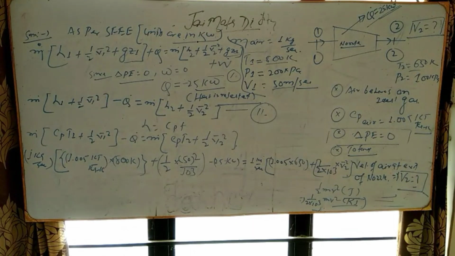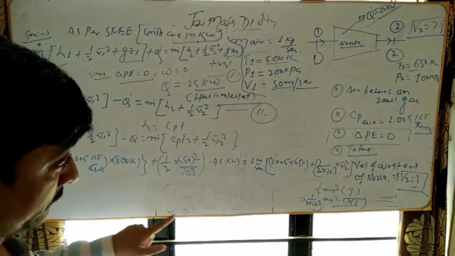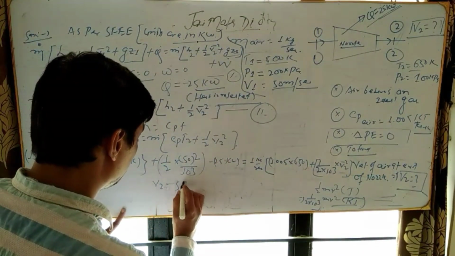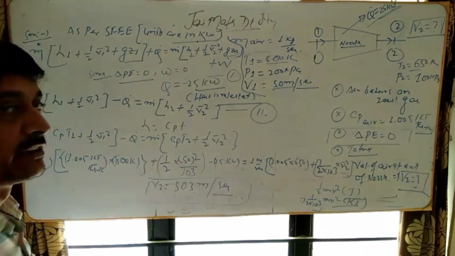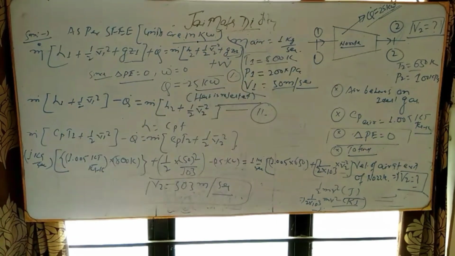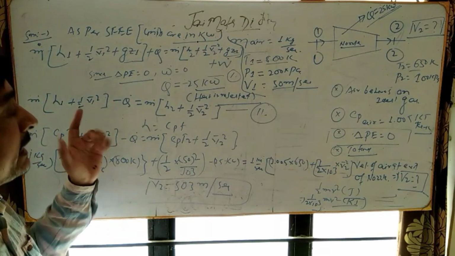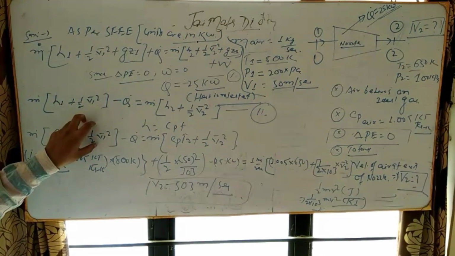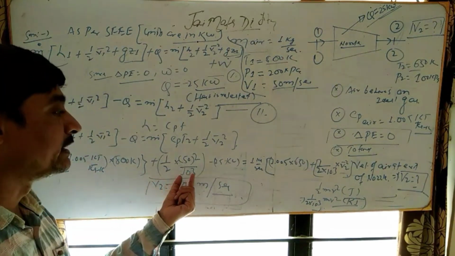Just after putting these values in this equation, we will get the value of V2. So V2 is equal to 503 meter per second. If you solve this, you will get the velocity of air at the exit of this nozzle as 503 meter per second. So remember, be careful whenever you are writing this kinetic energy. The unit of this quantity is joule per kg, and we have to convert it into kilojoule per kg. That's why we are dividing by 10 to the power 3.